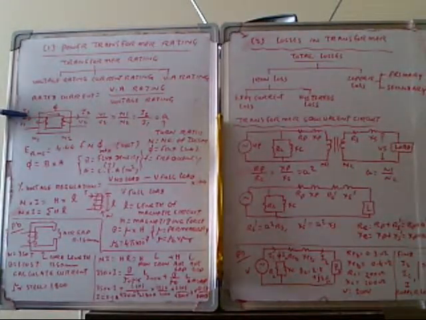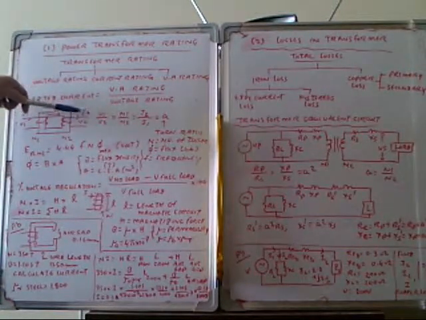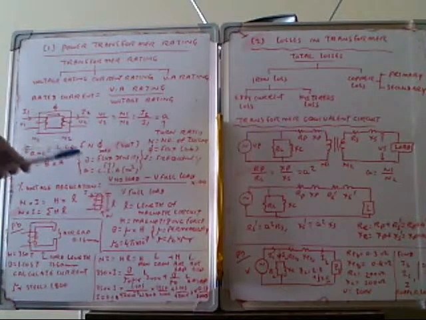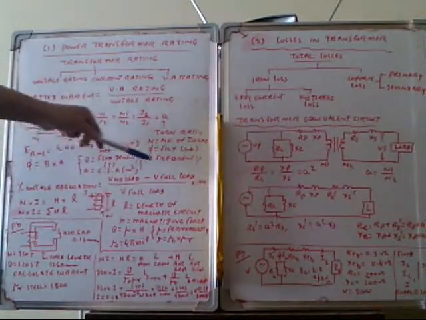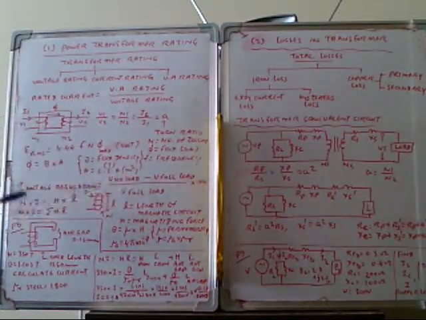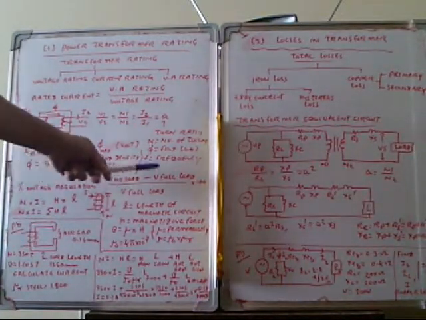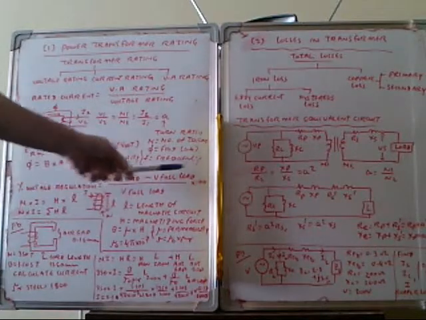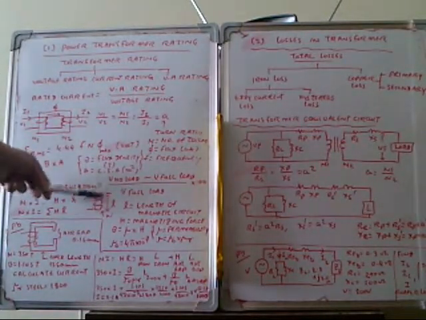So when you connect the transformer to the supply without connecting the load at the secondary, this is the no load voltage, V no load. When you connect the load to the secondary winding, this voltage is V full load. So the difference between the no load voltage and full load voltage is the voltage regulation. The percentage voltage regulation can be calculated by the formula V no load minus V full load divided by V full load into 100.